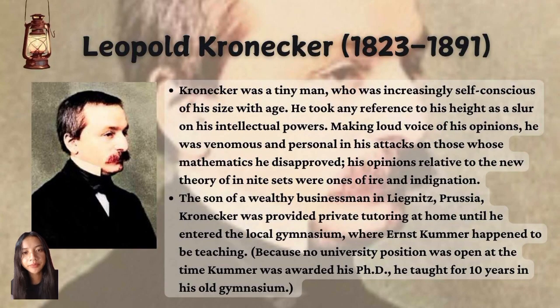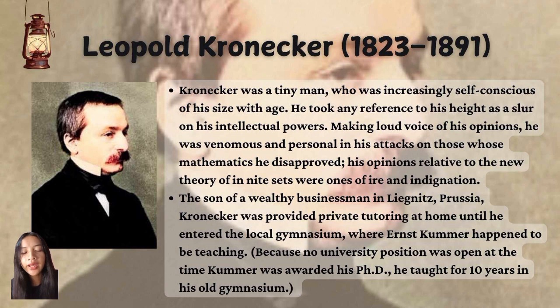Leopold Kronecker was a prominent German mathematician who lived from 1823 to 1891. Kronecker was known for being a tiny man who was increasingly self-conscious about his height as he aged. He was outspoken in his opinions and often critical of mathematical work he disapproved of, particularly regarding the new theory of infinite sets. He was the son of wealthy businessmen and received private tutoring at home until he entered the local gymnasium.